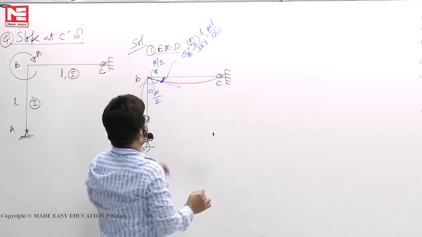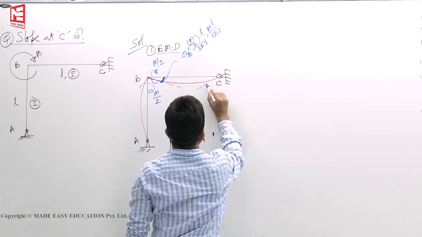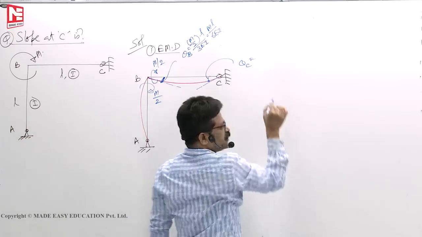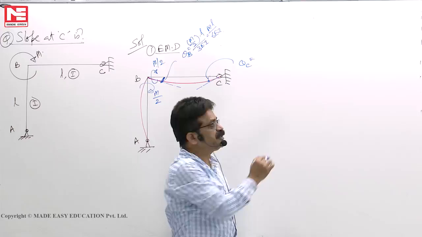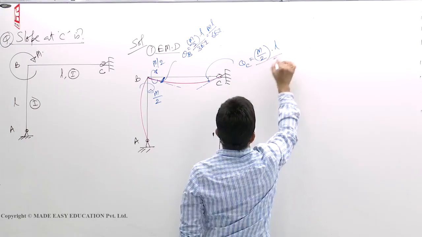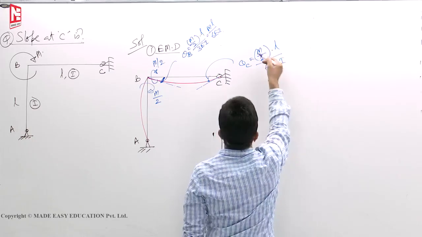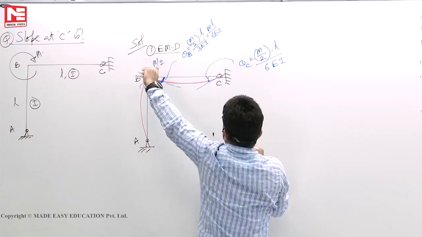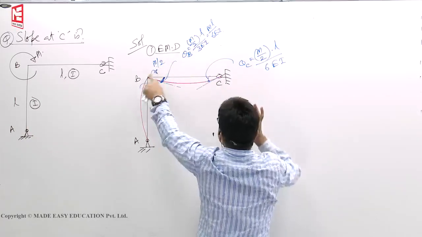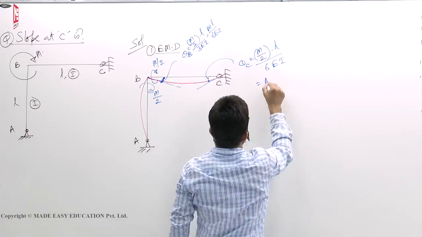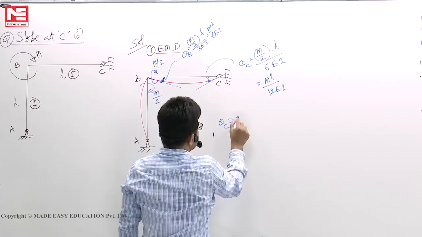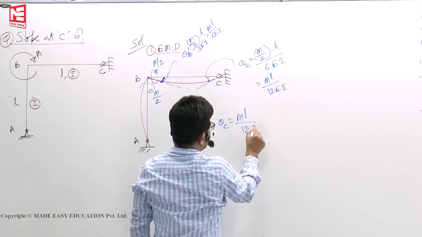But the question is not theta B, he is asking theta C. What is the standard formula? ML by 6EI, where M is M by 2. M means you applied only M by 2. You should not write M, because that M got distributed. Now only M by 2 is there on the member BC. So you will get ML by 12EI. So theta C is ML by 12EI.